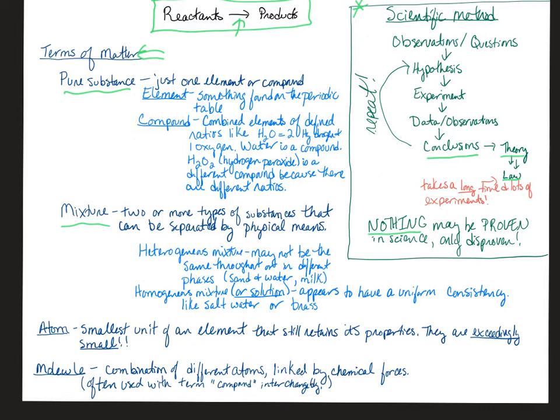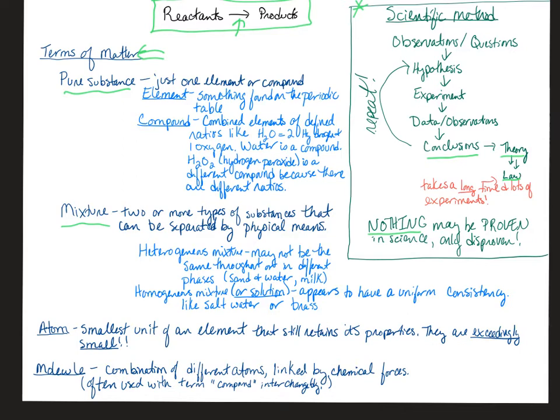Homogeneous mixtures, or what we call solutions, appear to have a uniform consistency. In other words, they may look like they're the same thing as water, like salt water. But do you know that brass is actually a homogeneous mixture as well of 2 different metals? So there's lots of different types of mixtures, and they can even be solid.